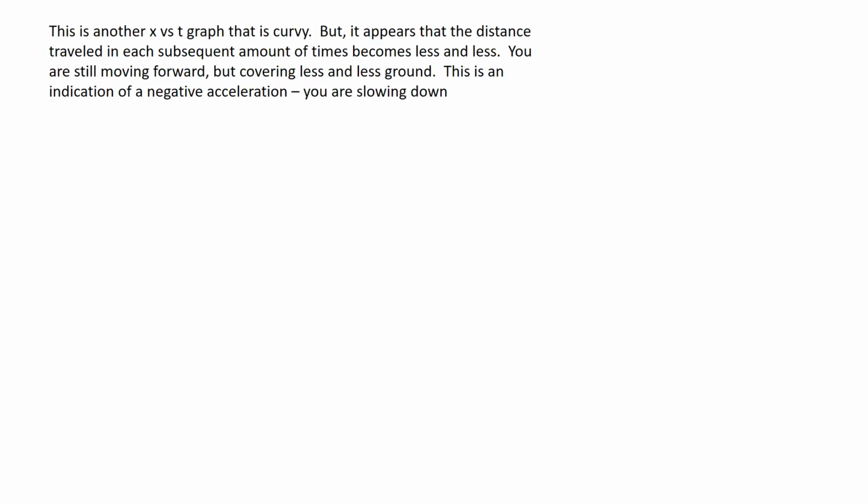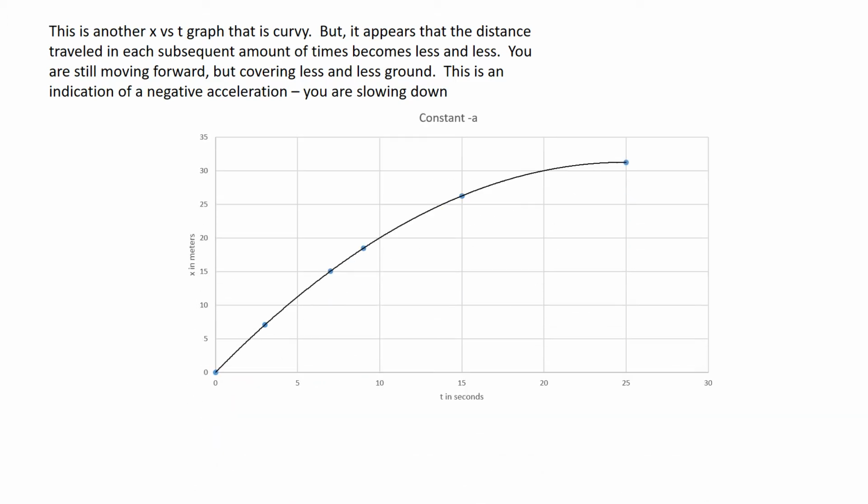Here's another x versus t graph that's curvy, but it appears in this case that the distance in each subsequent second is getting less and less. You're still moving forward, but you're covering less and less ground. This would be an indication of a negative acceleration. Still moving forward, but slowing down. Here's what the graph looks like.